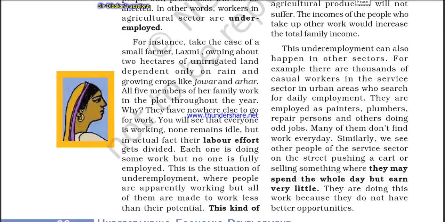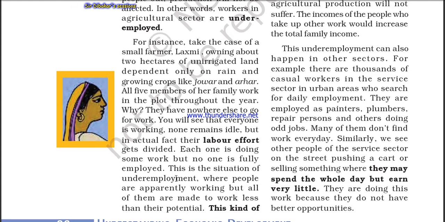Good. Let us take the case of Lakshmi, owning about 2 hectares of unirrigated land dependent only on rain and growing crops like jowar and arhar. Arhar is a kind of dal, we know. So millets, you know it. All 5 members of our family work in the plot throughout the year. Why? They have nowhere else to go for work. You will see that everyone is working, none remains idle, but in actual fact their labor effort gets divided. Each one is doing some work, but no one is fully employed.